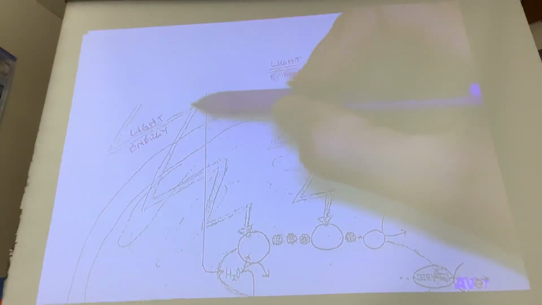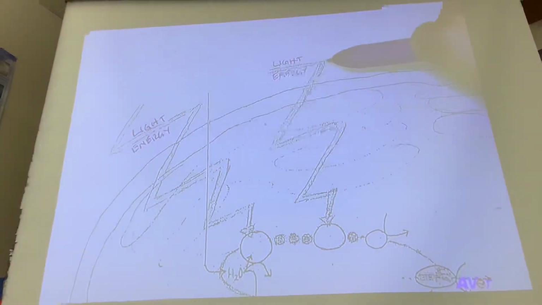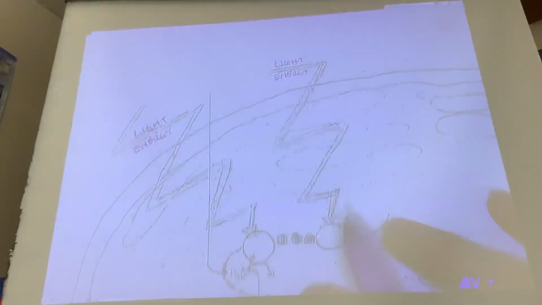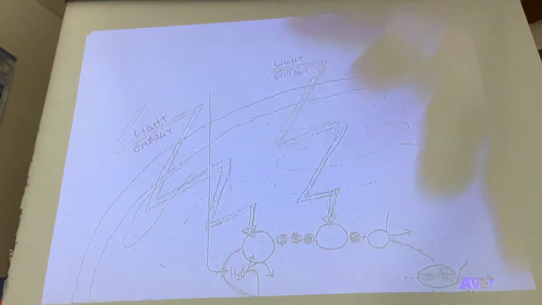All right. So we've got light energy. The photons are going to come through and into my chloroplast, right? Now they're going to end up at our photosystems, and we'll talk about that in a moment.